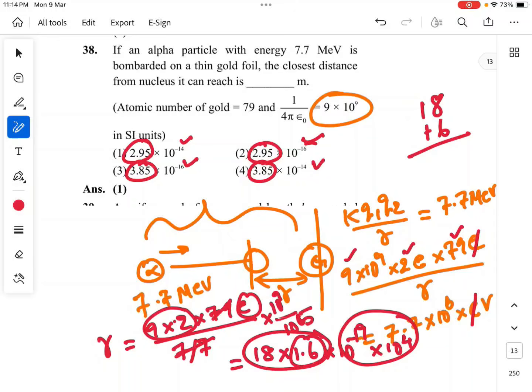Okay, you can write this 1.6 as 1.5. So if you write it as 1.5, it is like 1.5 times 18. 1.5 times 18 is 2.7. So 2.7 is near 2.95. Because you have decreased 1.6, you expect obviously the answer should be more than what you are getting. So 2.95 is fine. And the order is what? 10 power minus 15. Yeah, somewhere we have missed this point. So 10 power minus 14. That's it.